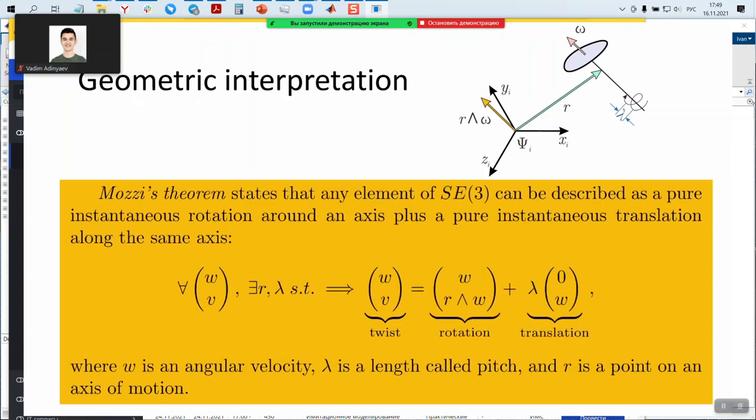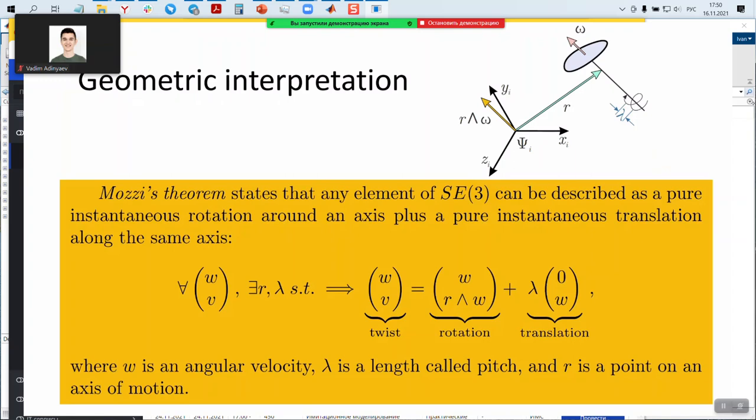Basically, there is Chasles' theorem that states that any element of the special Euclidean group can be described as a pure rotation around an axis plus translation along the same axis. So it's like the motion of a screw. You have a rotation motion and a translation motion along the same axis, and this axis is nothing else but a twist, which is a combination of angular velocity and linear velocity. That's it.